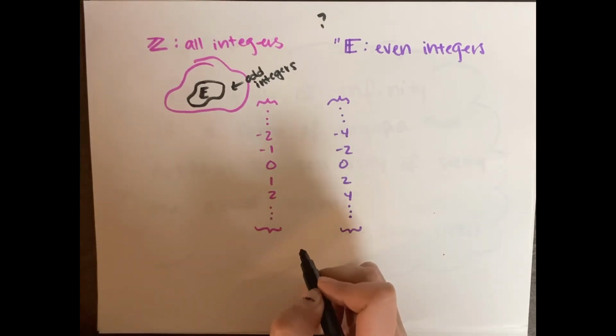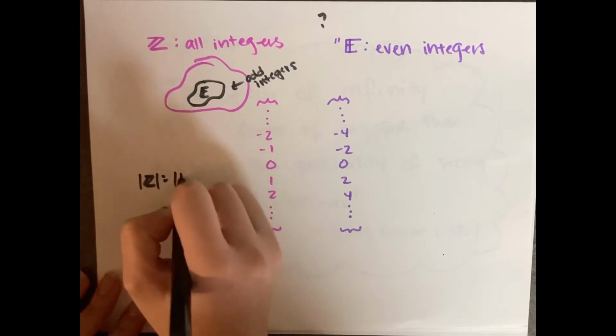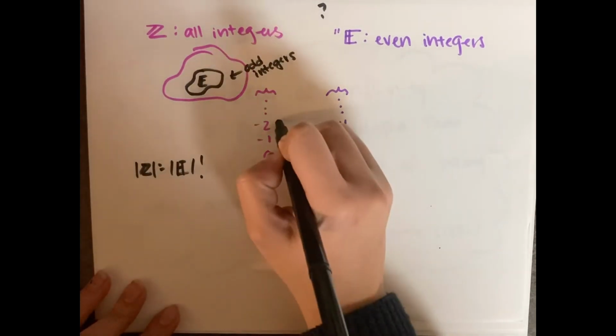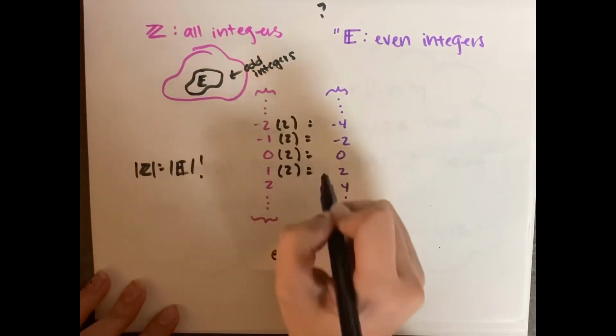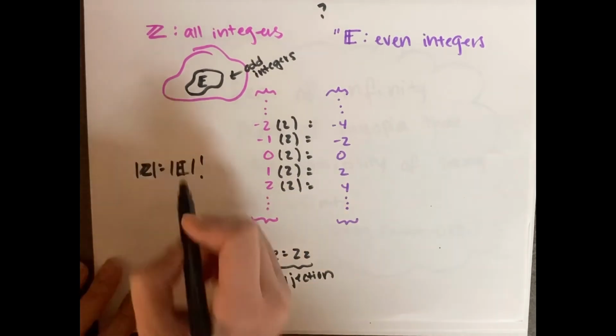Remember that two sets have the same cardinality if there's a bijection, a one-to-one correspondence between them. Let's look at the function e = 2z, where each z is an integer and each e is an even integer. So this function takes each integer and maps it to exactly one even integer, and there are none left over in either set. So this function is a bijection, and therefore these two sets have the same cardinality.